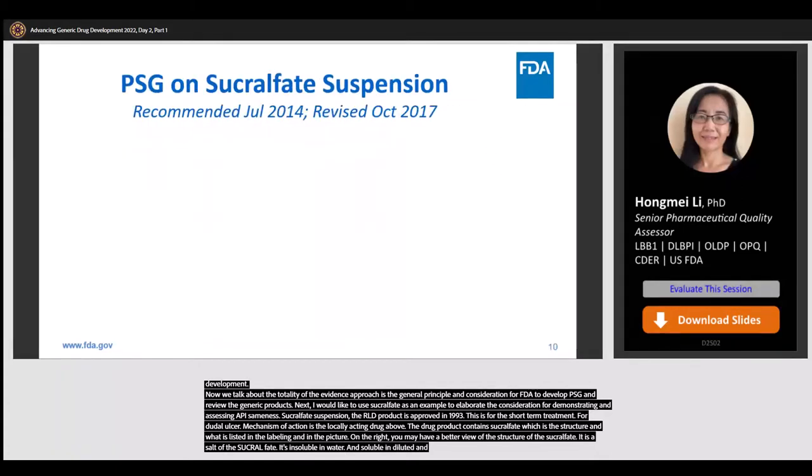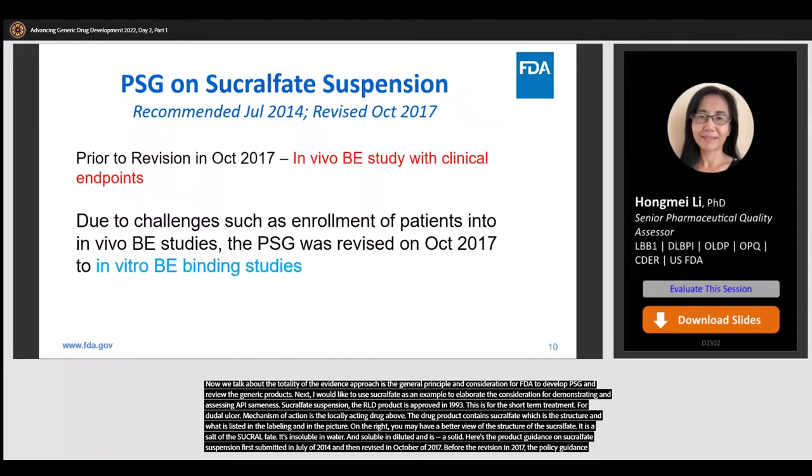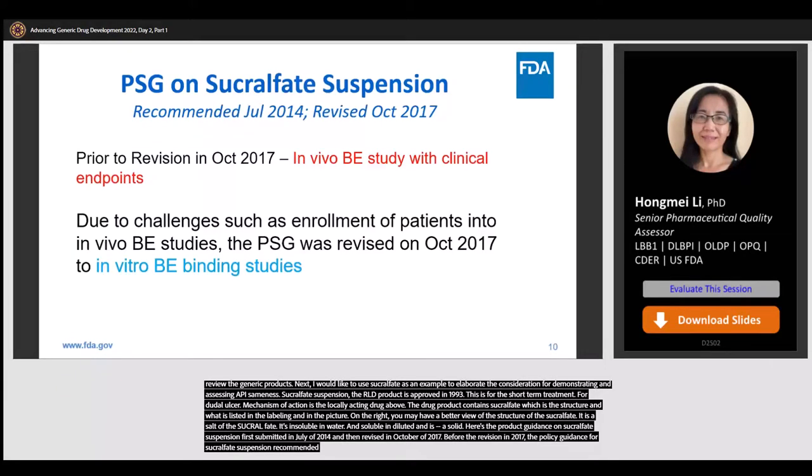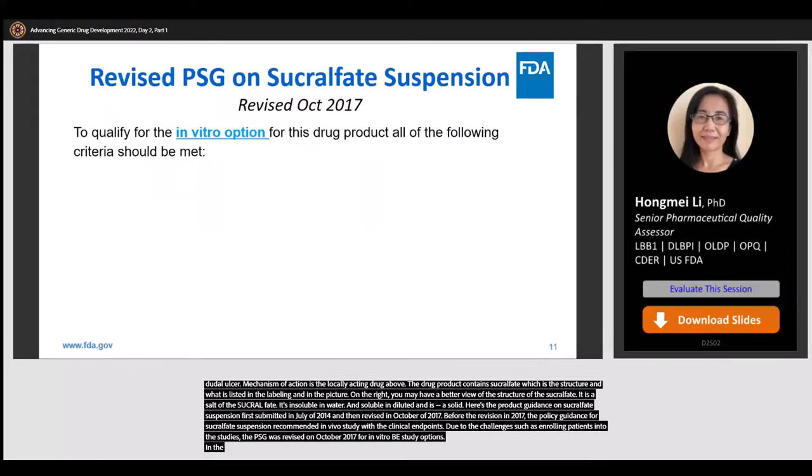There is a product-specific guidance on sucralfate suspension, first recommended in July 2014, then revised in October 2017. Before the revision in 2017, the product-specific guidance for sucralfate suspension recommended an in vivo BE study with clinical endpoints. Due to challenges, such as enrollment of patients into the studies, the PSG was revised in October 2017 for in vitro bioequivalence study options. In the revised PSG, there's a list of criteria to qualify for the in vitro option.